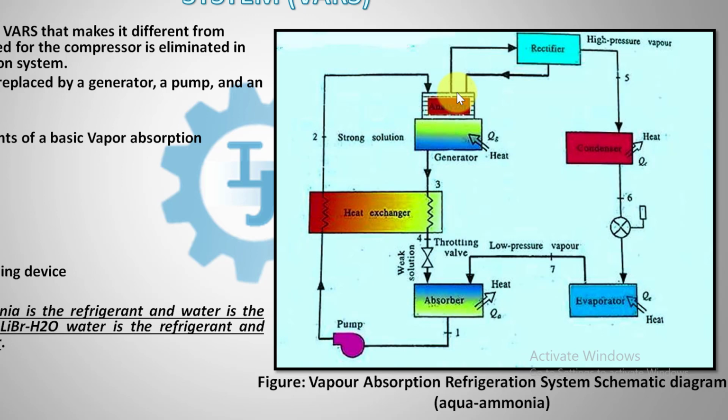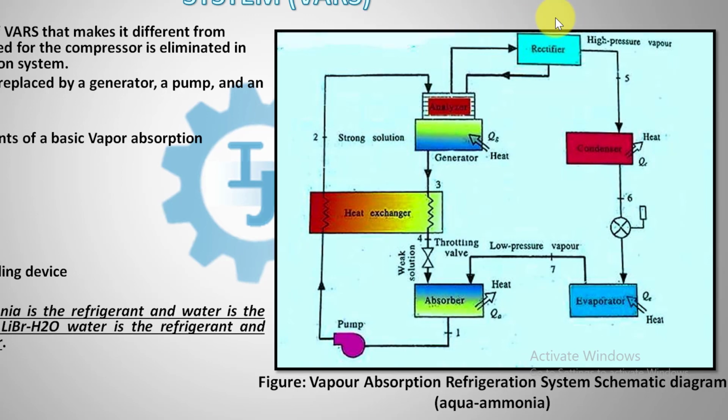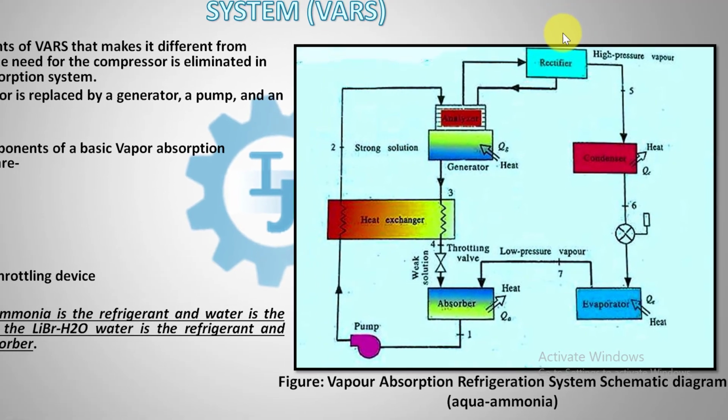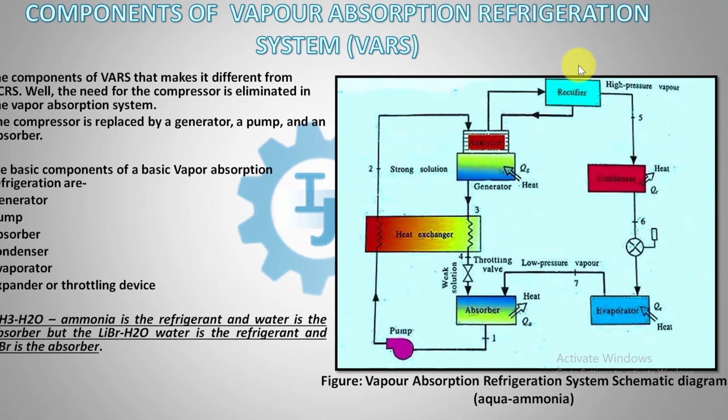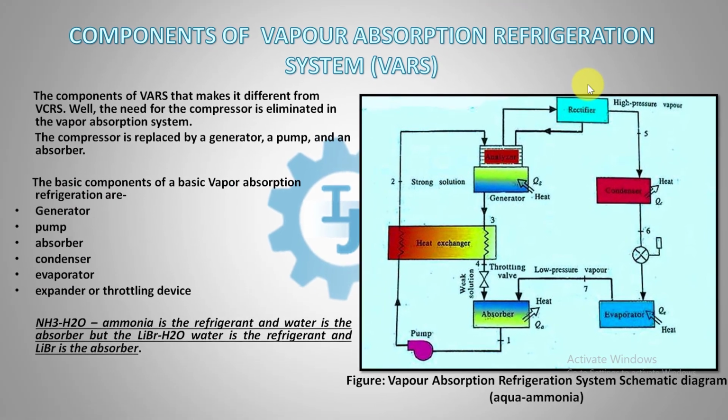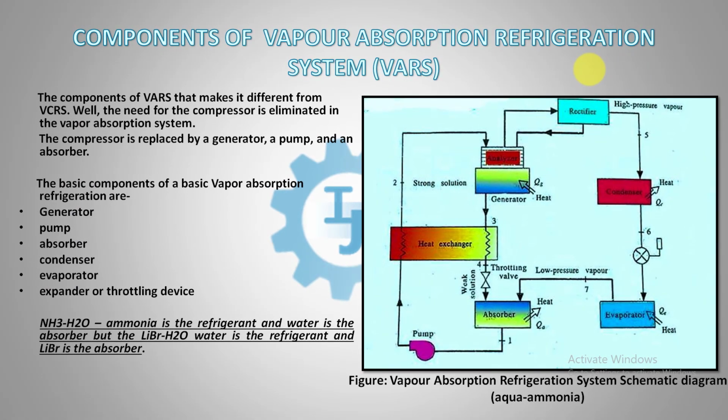Now, what is the function of the rectifier? The rectifier is nothing but a water-cooled condenser. It condenses the water vapor and some of the ammonia vapor and sends it back to the generator. So, this is the components of a vapor absorption refrigeration system. Here we have discussed the aqua ammonia refrigeration system and the purpose of its components.